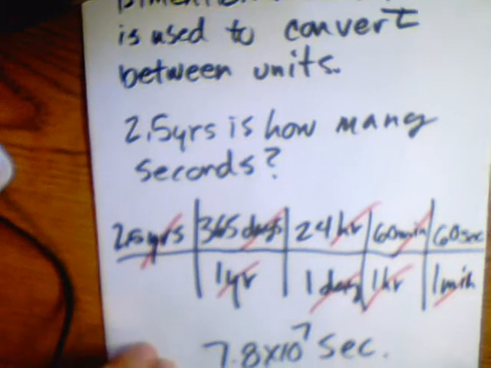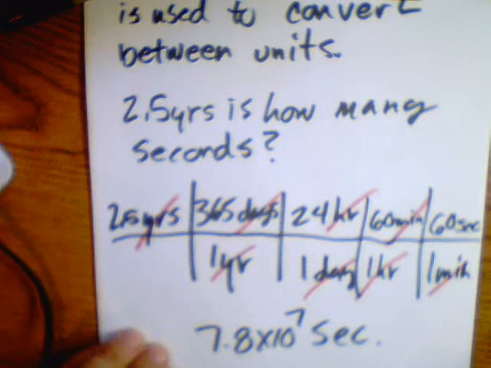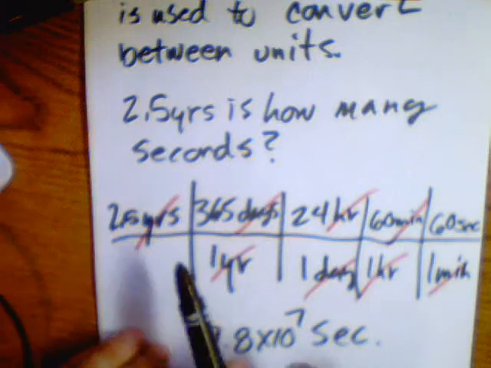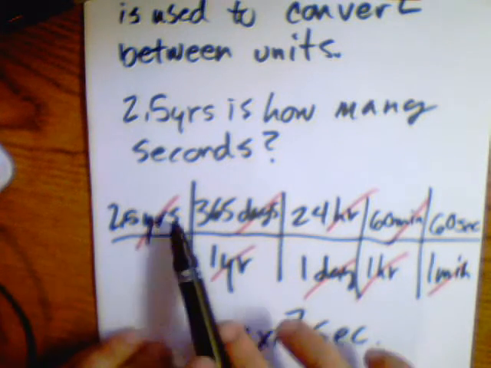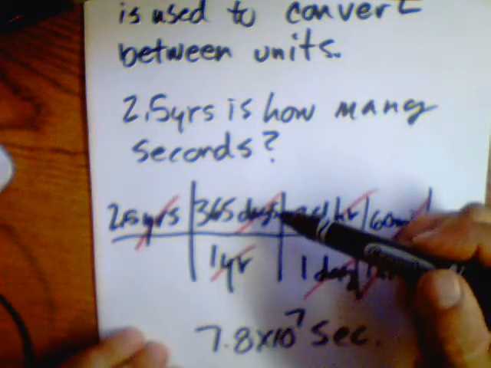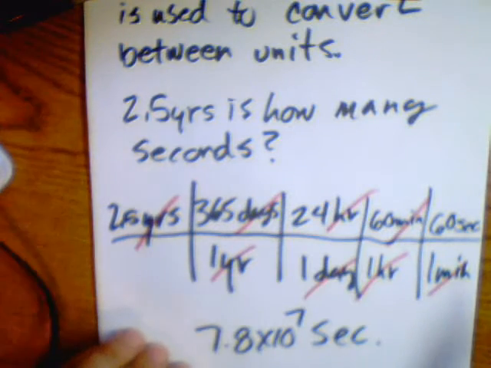Alright, so that's a good example of how dimensional analysis works. You set up the equation so that the units you don't want cancel and the units you do want remain in your equation.